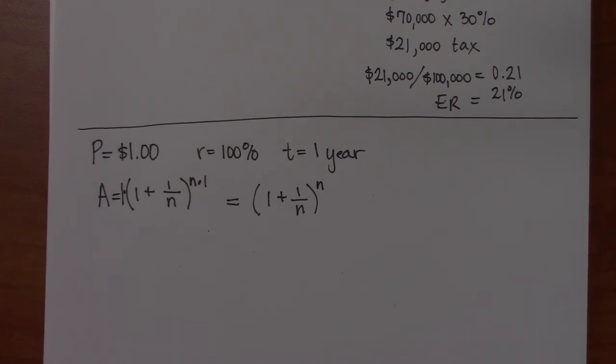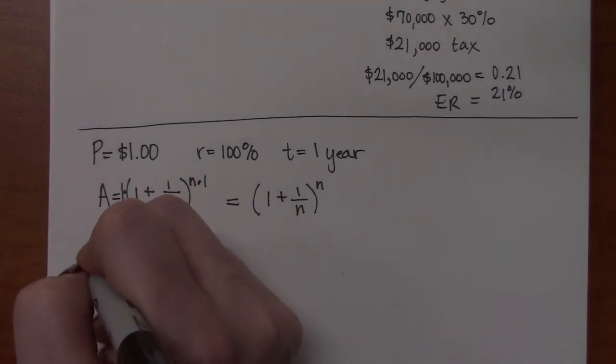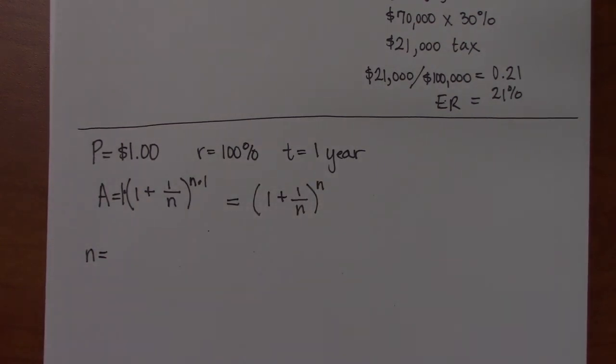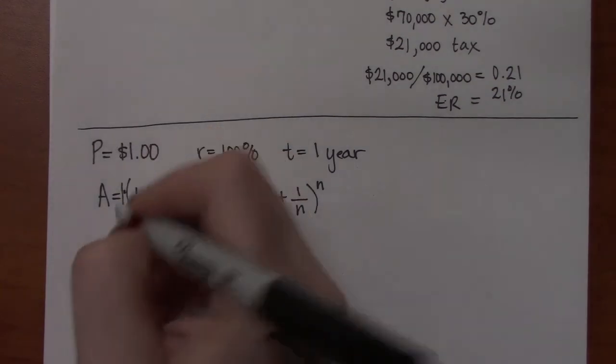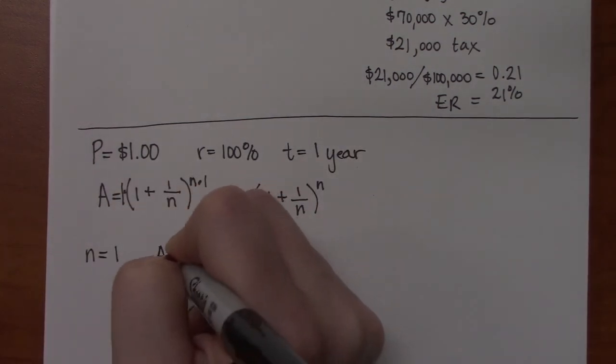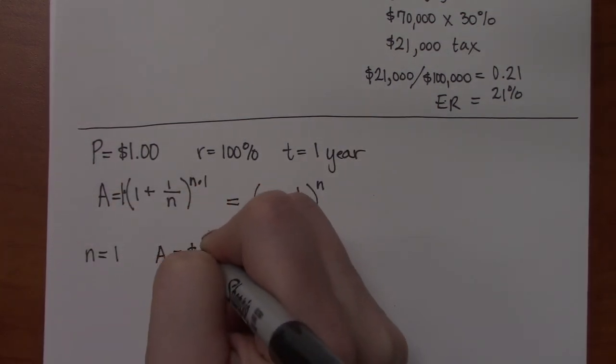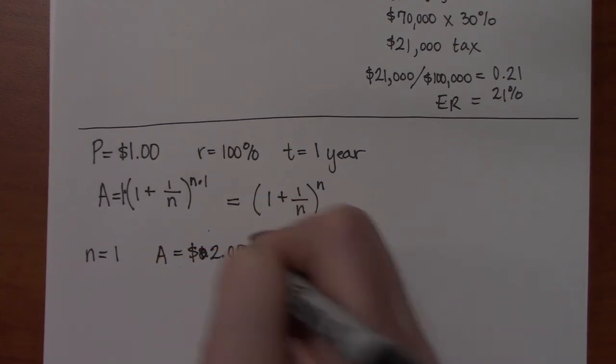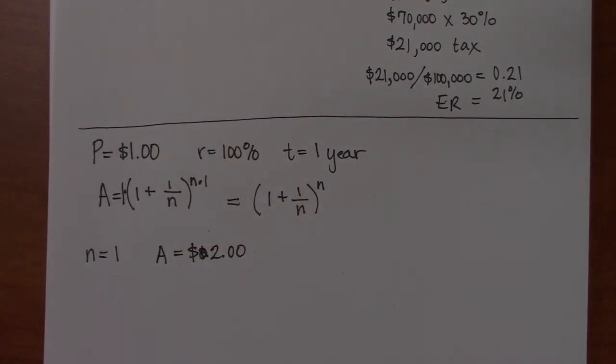All right, so let's see what happens if we look at the different times we compound. So when n equals 1, you should have $2 at the end of the year because you have the dollar you started with and 100% of $1 is $1. So you would have $2 in the account. At the end of the year, you would double your money.